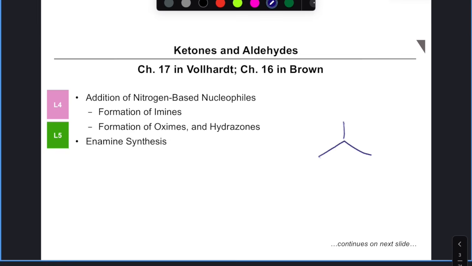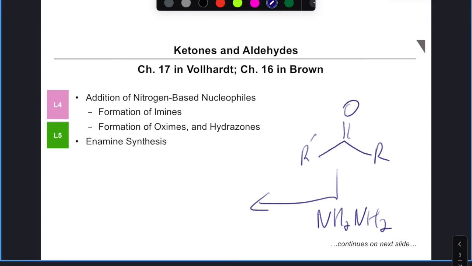If I was a ketone, what do I need to form a hydrazone specifically? Say one more time. 2 OH groups? Hydrazone, there's something, yeah. NH2, NH2, exactly. This is hydrazine, something like that. Hydrazine reacts with a ketone or an aldehyde to make double bond nitrogen NH, right?